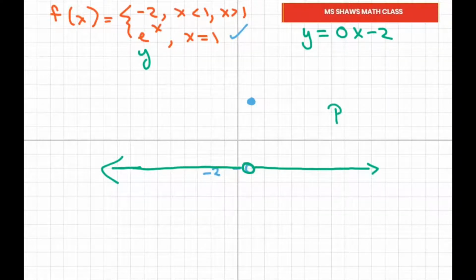So this is also called a point discontinuity, because it jumps to a point.